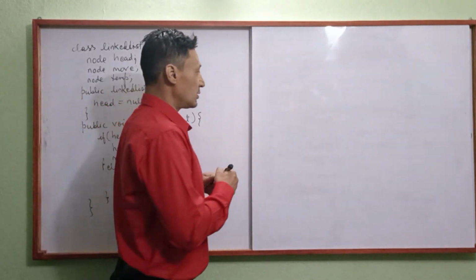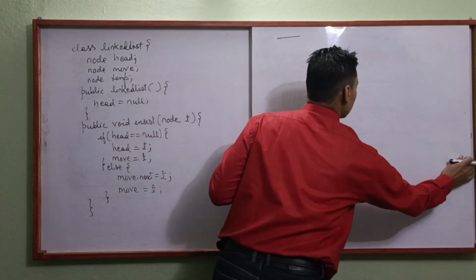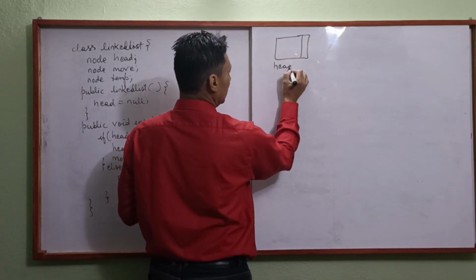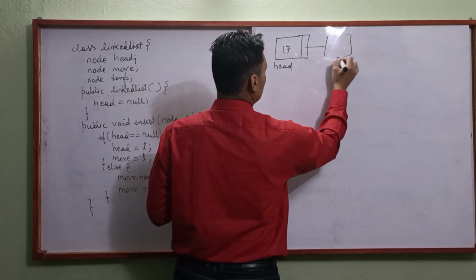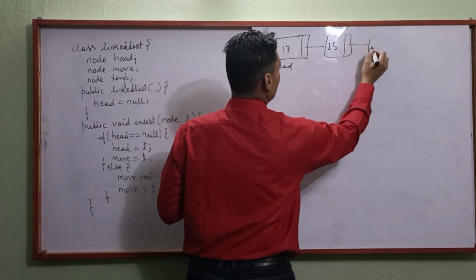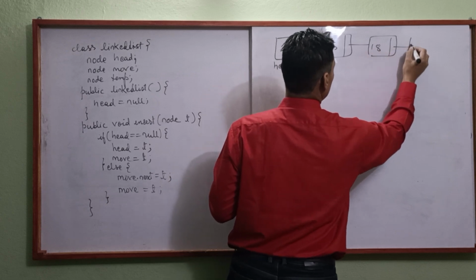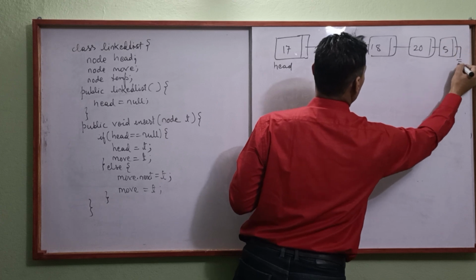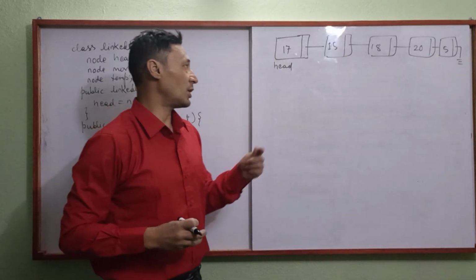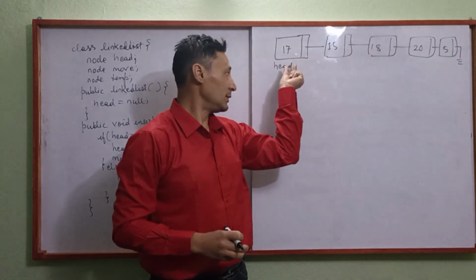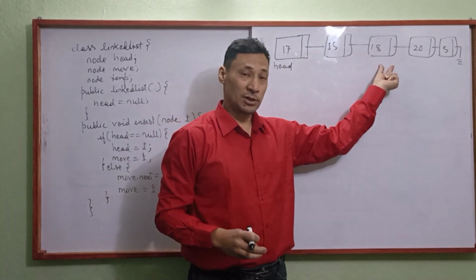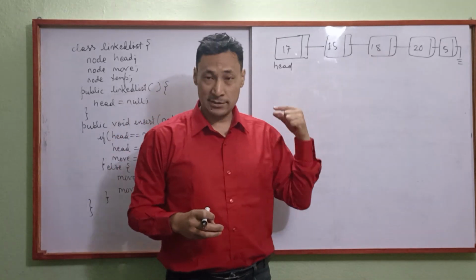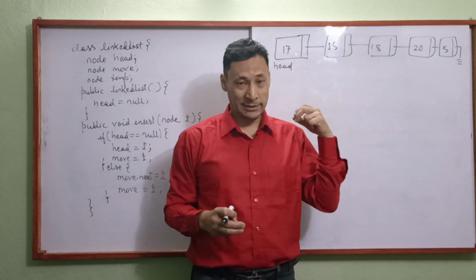So let's suppose we have a list like this. This is the first node, head. There is 17, then 15, 18, 20, then 5. Look, this is the last node. Now we want to insert a new node after the third node: first, second, third. So we have to take the position as the input, and we'll provide the new node to be inserted within the linked list.